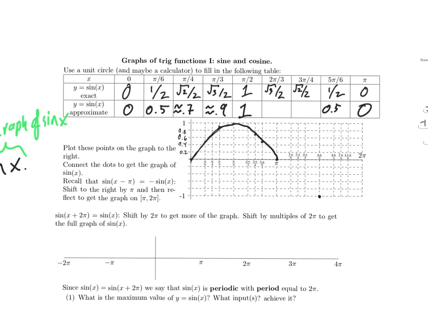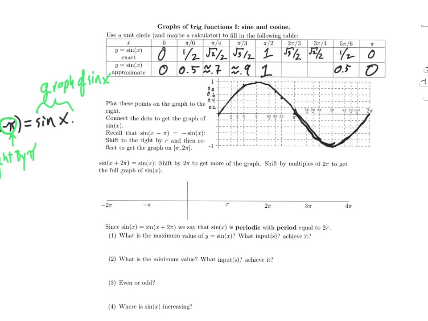That will get me approximately this. Nice. And let's go ahead and put that down. So that's the graph of sine of x between 0 and 2 pi. Goes up, goes back down, down, back up.